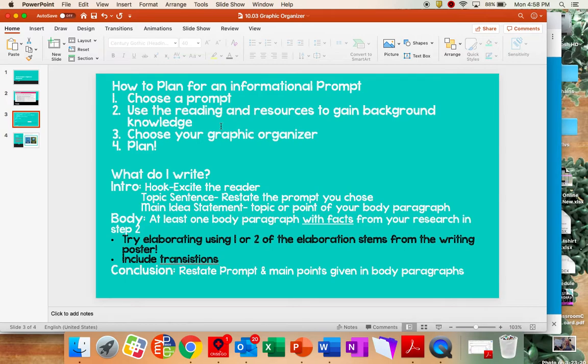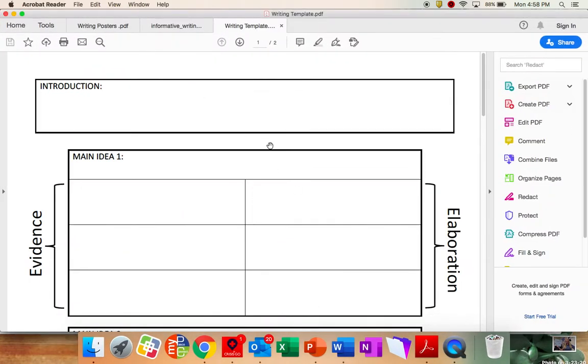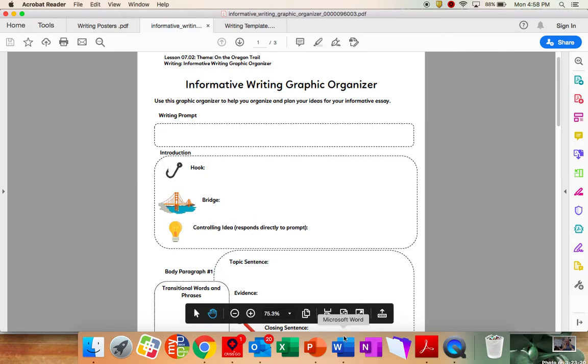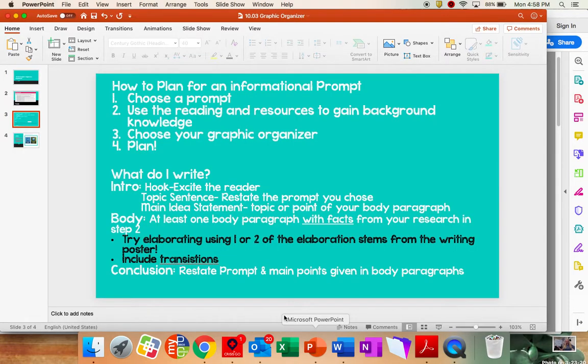Next, you're going to choose the graphic organizer that best suits you. We talked about choosing the writing plan that we used in school with either 1 or 2 body paragraphs, and you can write on the computer. You can print it out and write on it, or you can draw it and write on that. Or I'm also going to attach the writing organizer that we used before, if you felt comfortable with that. Some of you had really great success with that, so we're making that available. Choose whichever one of those you want to use to plan. And then number 4 is to plan.